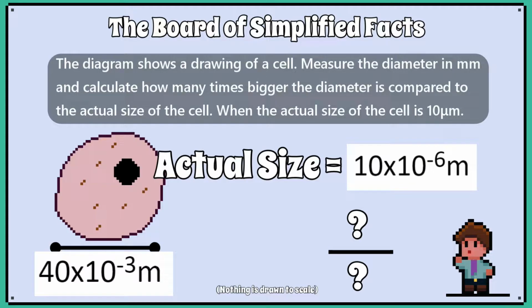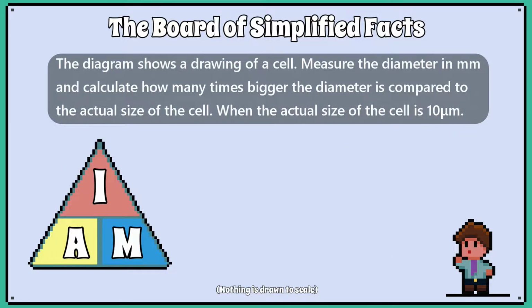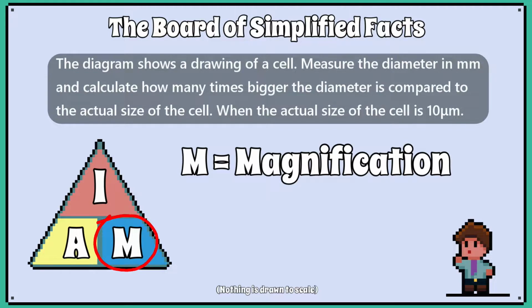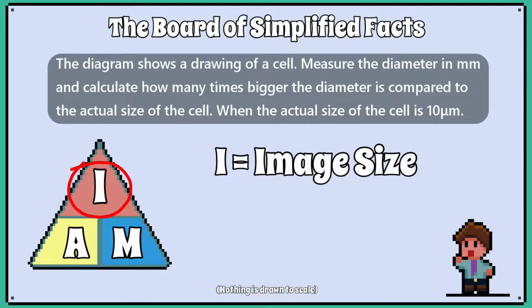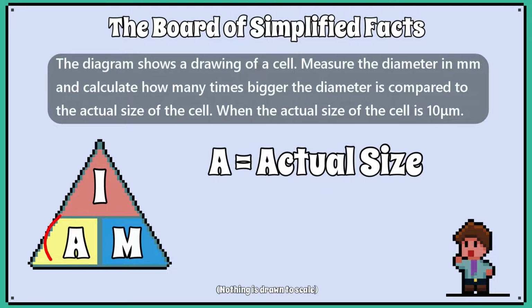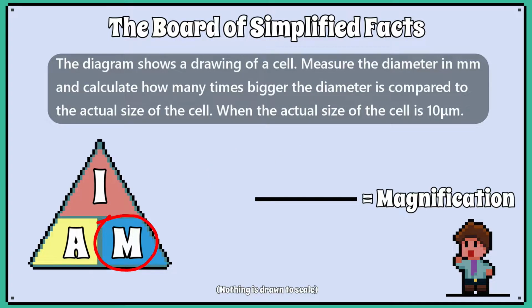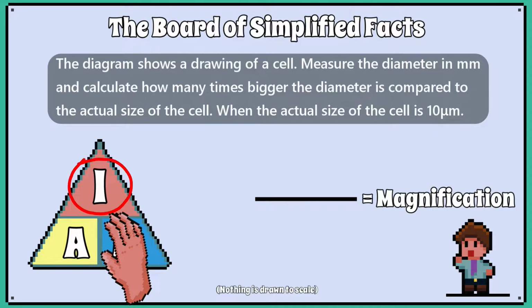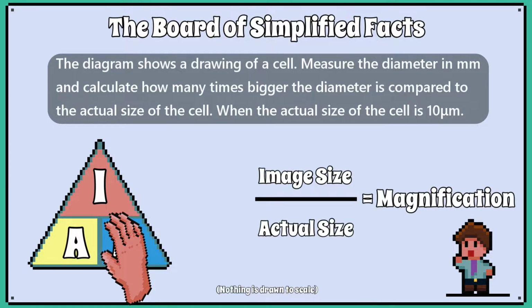Now, how do we know what goes on top and what goes on the bottom when we're dividing? Here is an equation triangle. The letters in the triangle represent the following. M stands for the magnification, or how many times bigger. The I stands for image size, and the A stands for actual size. So we want to find out M. So we cover the M, and we have I on the numerator on the top, and A as the denominator at the bottom. So image size divided by actual size.